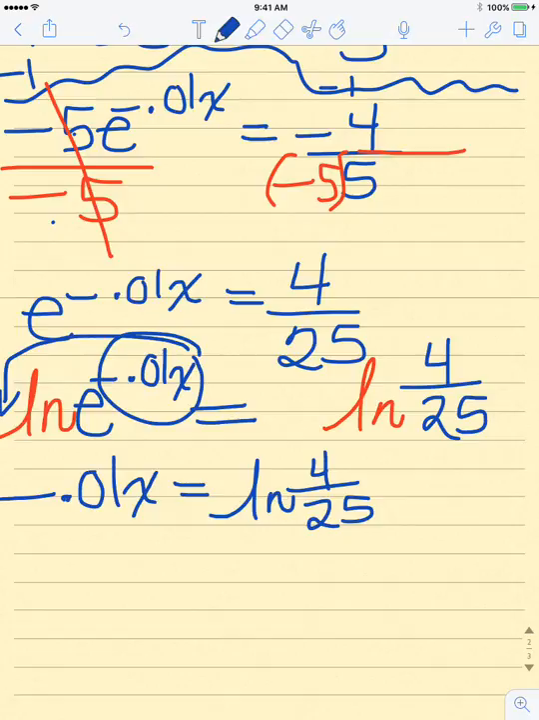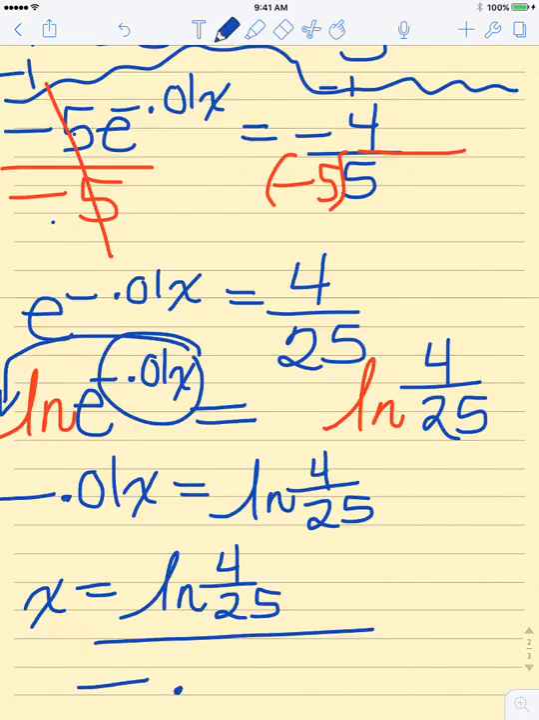Okay, we are almost done. And finally, I just have to divide both sides by negative 0.01. So my answer is x equals the natural log of 4 over 25, the whole thing over negative 0.01. And Assessments is going to ask you to round to the nearest second decimal place or the nearest third decimal place. A question like this, I'd ask for 3 decimal places, and x is 183.258.